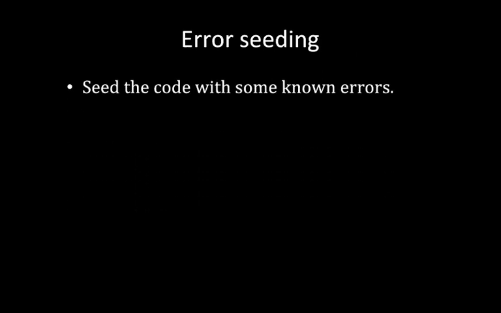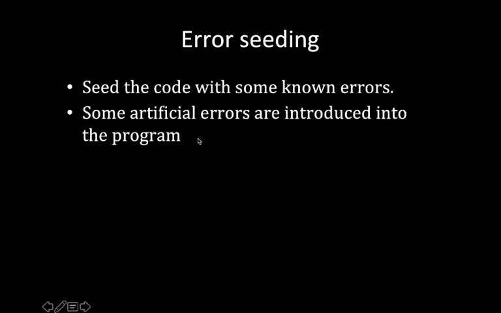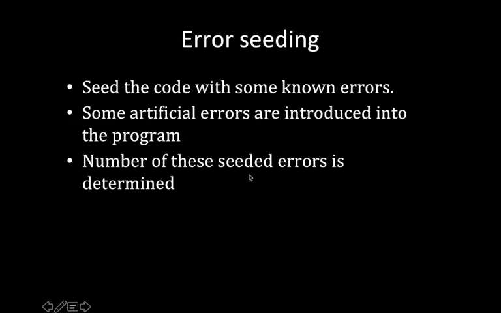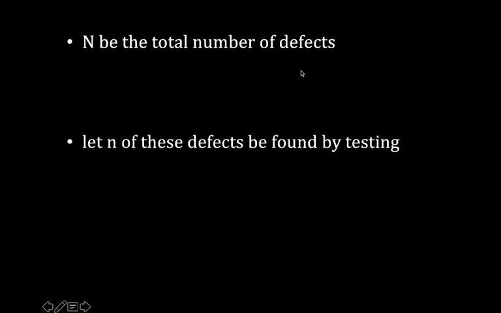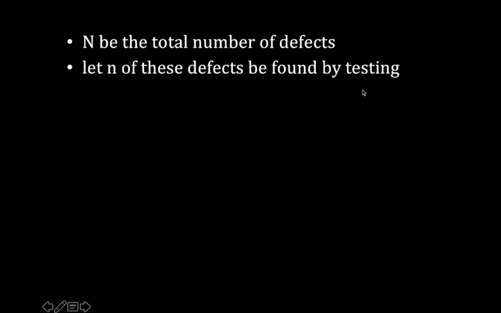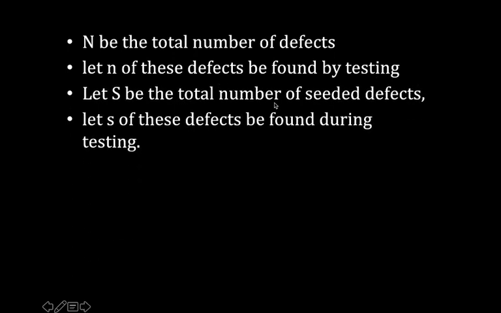Then error seeding. What we try to do in error seeding is seed the code with some known errors. We will add some errors to the lines of code. Artificial errors are introduced into the program, and the number of these seeded errors is determined. Let N be the total number of defects, and let n of these defects be found by testing. And let S be the total number of seeded defects, and let s, small s, be the seeded defects found during testing. Then we will find this ratio n/N = s/S.